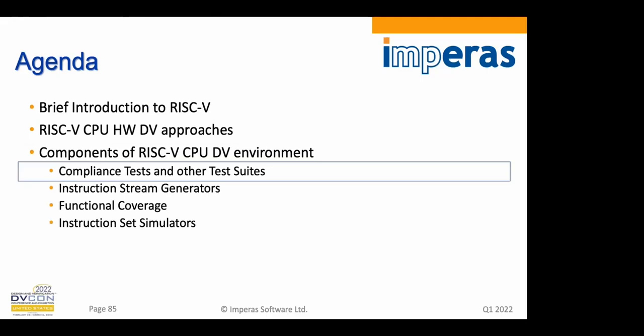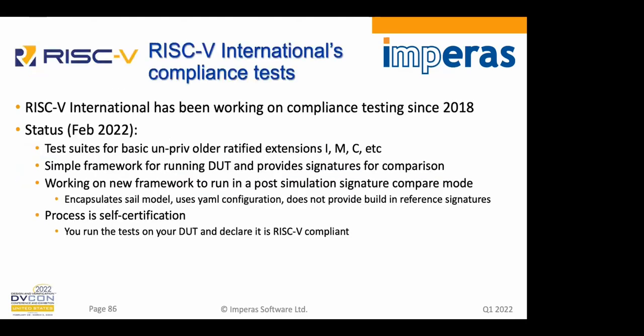There are four areas and technology components that we're going to talk about. We're going to talk about tests and test suites and the compliance. We're going to talk about instruction stream generators. We're going to talk about functional coverage, both Imperas built-in technology and also SystemVerilog functional coverage. And then we're going to finish up really with instruction set simulators. So now let's get on and talk about compliance.